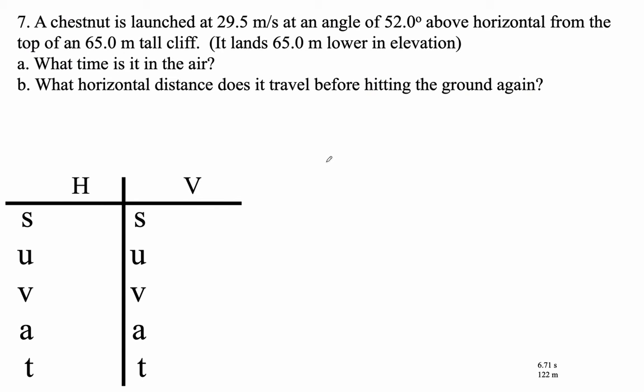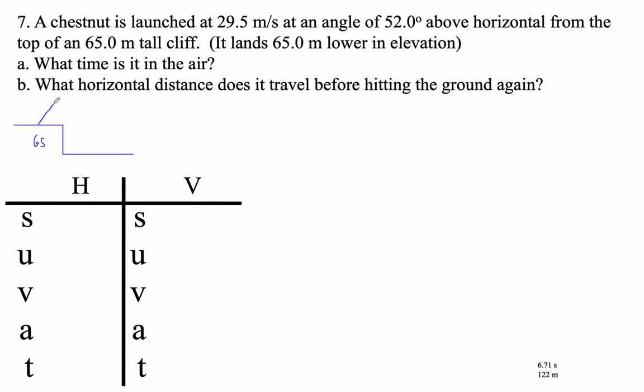A chestnut is launched at 29.5 meters per second at an angle of 52 degrees above horizontal from the top of a cliff. So this is one of these where we are launching it from the top. This cliff is 65 meters tall, and we're launching it at a 52 degree angle.